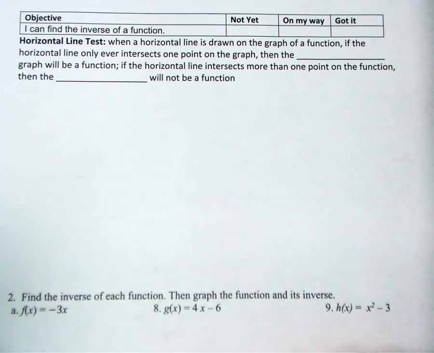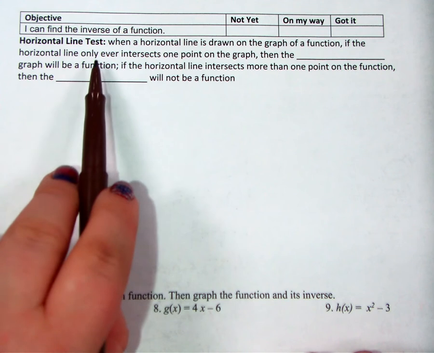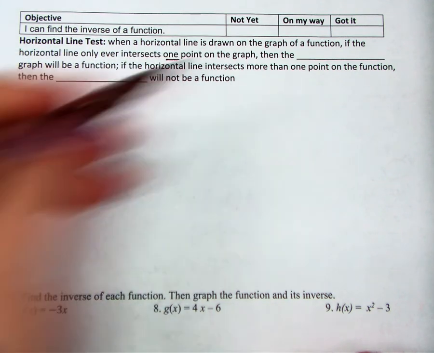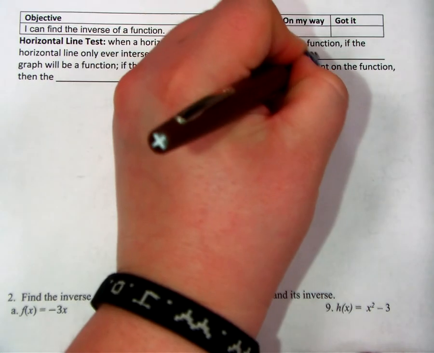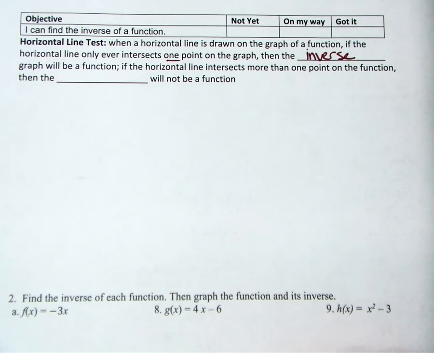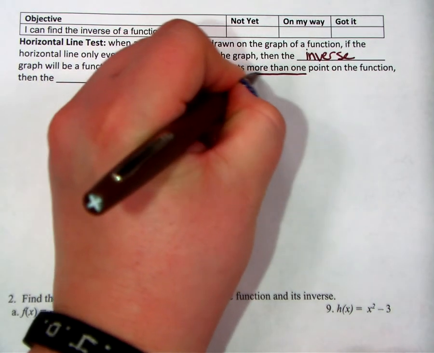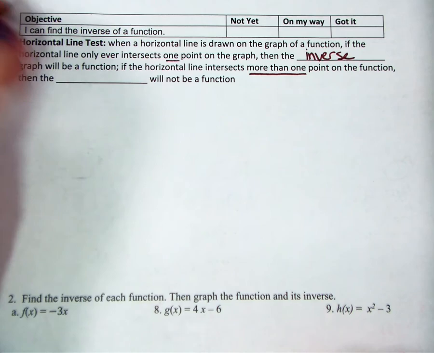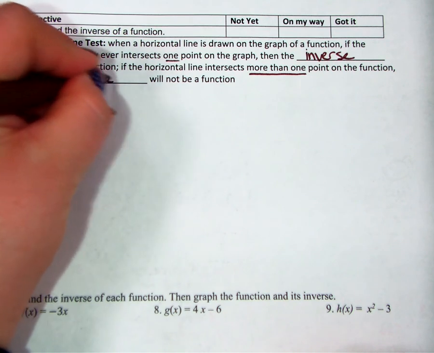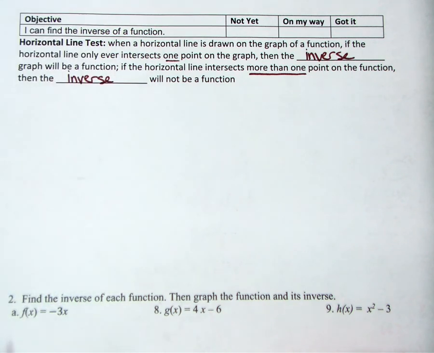So the horizontal line test goes like this. When a horizontal line is drawn on the graph of a function, if the horizontal line only ever intersects at one point on the graph, then the inverse graph will be a function. If the horizontal line intersects more than one point on the function, then the inverse will not be a function.